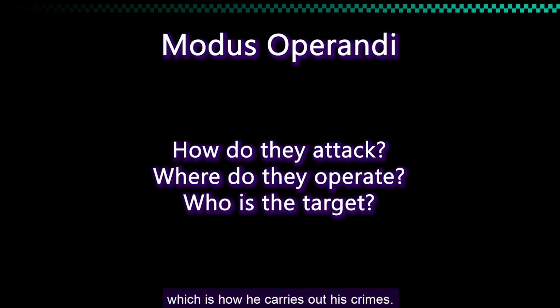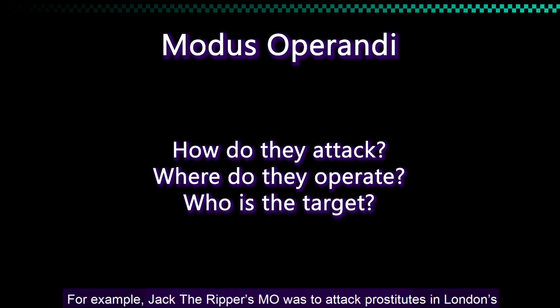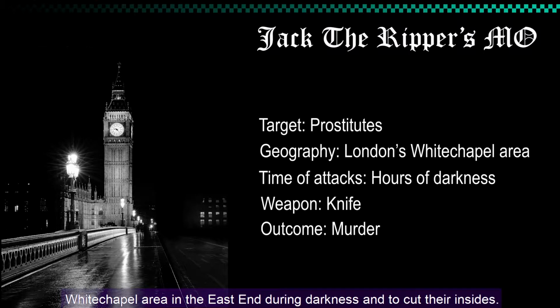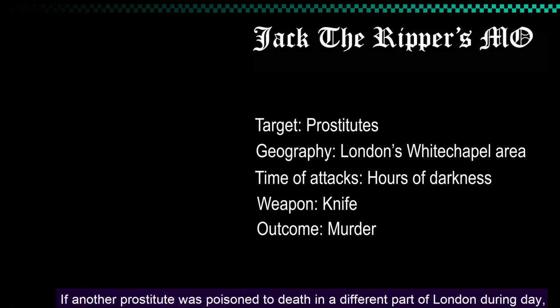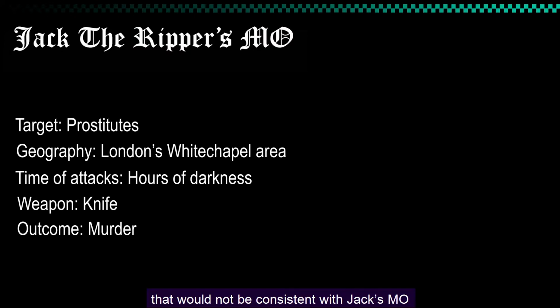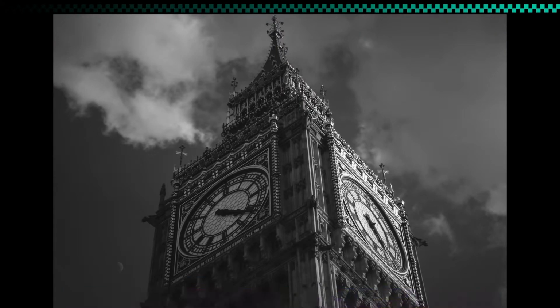Crimes can be linked through the perpetrator's MO or modus operandi, which is how he carries out his crimes. This can refer to the kind of targets he selects and what he does to those targets. For example, Jack the Ripper's MO was to attack prostitutes in London's Whitechapel area in the East End during darkness and to cut their insides. If another prostitute was poisoned to death in a different part of London during the day, that would not be consistent with Jack's MO, and we might therefore regard that as being the crime of another person.